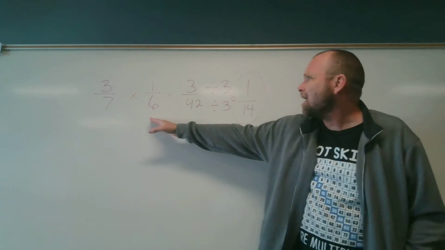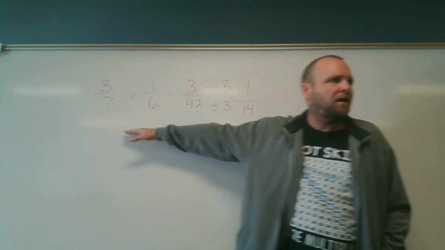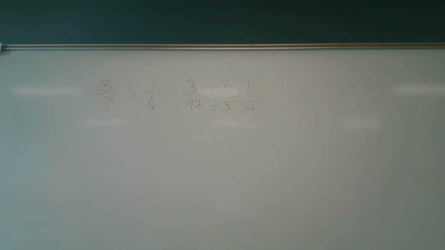Jonas, why did my product get smaller than both my factors here? How come it's smaller? 1/14 is pretty small. Sydney? Because you're taking 1/6 of the actual fraction. Good. I'm taking 1/6 of the actual fraction of 3/7. I'm multiplying by something less than 1 times something less than 1. So my answer is going to get smaller.